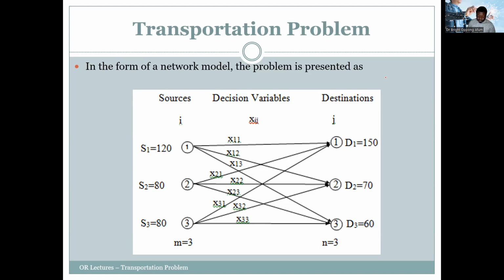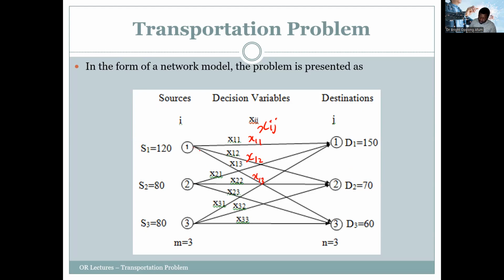Therefore, how do you transport the materials, and how much should we transport? That's what we don't know. So we use the double subscripted. The double subscripted is the Xij here, right? Saying, let me transport from supply 1 to demand 1. Let me have from supply 1 to demand 2, and then from supply 1 to demand 3.